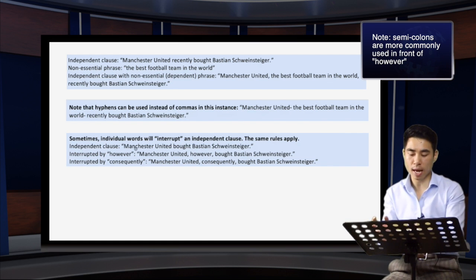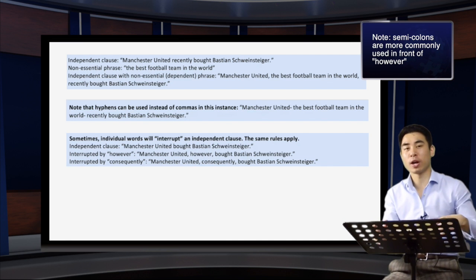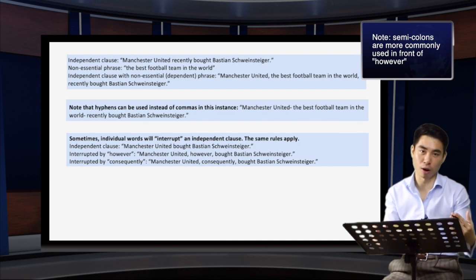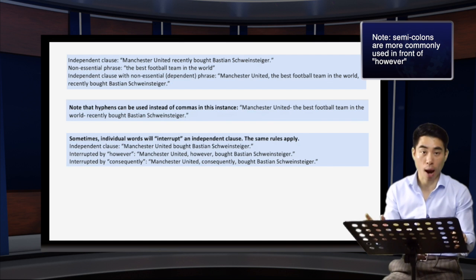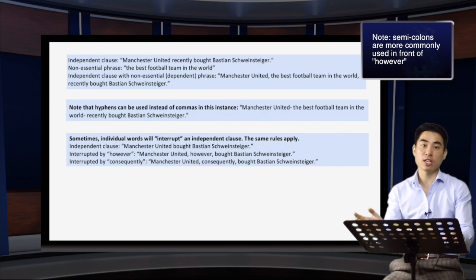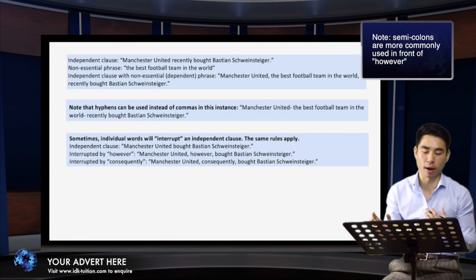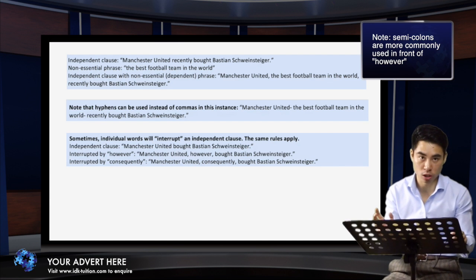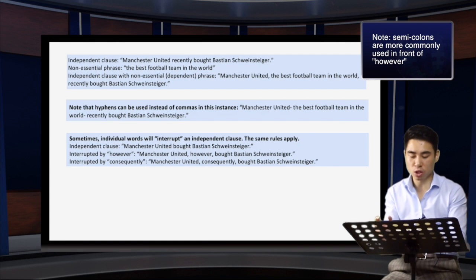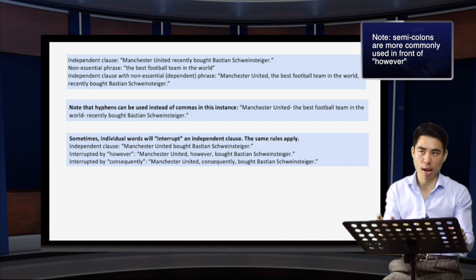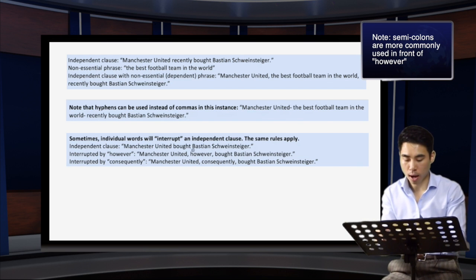So here again we have the same independent clause, Manchester United bought Bastian Schweinsteiger. If I wanted to stick the word however in to slightly change the meaning of the sentence, then it would read, Manchester United, however, bought Bastian Schweinsteiger. So it does slightly change the meaning of the sentence, but again, it is non-essential in that you can remove the word however, and the original sentence, Manchester United bought Bastian Schweinsteiger, still does make sense. This is why this is non-essential. It interrupts the original sentence, and again, we're going to punctuate this with commas around the interrupting word.